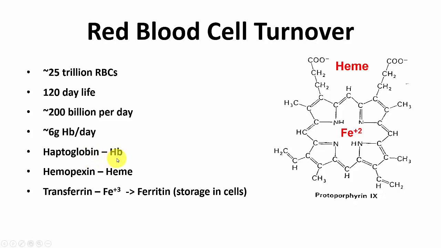Haptoglobin binds hemoglobin when the red blood cells die, so the hemoglobin doesn't get lost in the urine. Then hemopexin binds heme, so the heme doesn't get lost in the urine, to save the heme and keep the iron because we want to conserve iron. Transferrin binds Fe+3, and then ferritin stores Fe+3 inside cells. So we have a storage form. So we have 4 proteins that are involved in making sure we don't lose iron, because generally iron's hard to get.